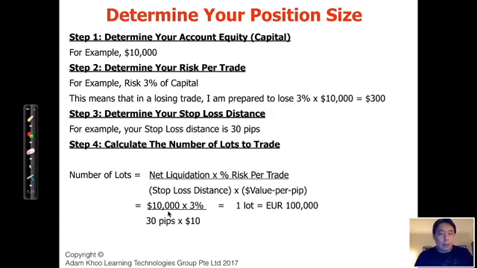So 10,000 multiplied by 3%, that's $300. Divide by 30 pips times $10, 300 divided by 300 is one lot. One lot is again 100,000 of the base currency. So if it's Euro USD, base currency Euro, we're going to buy 100,000 euros. And if you do that, and your stop loss is at 30 pips, how much is your risk? $300. That's it.